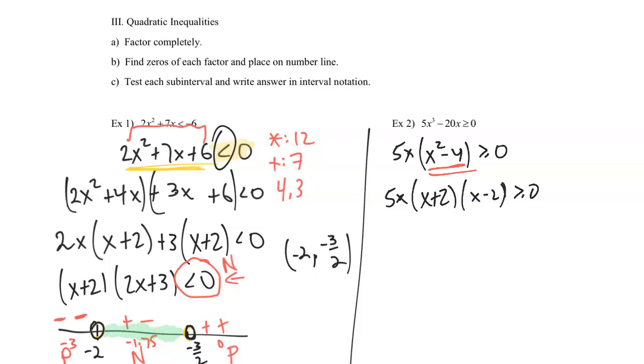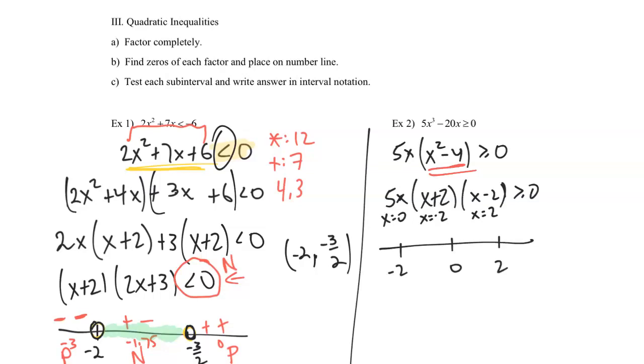Okay, so now I have 3 factors, and so what are my zeros? I've got x is equal to 0 here. I've got x is equal to negative 2 here, and x is equal to positive 2 here. And so 3 zeros, make sure that you write them on your number line in order. So that would be negative 2, 0, and positive 2.